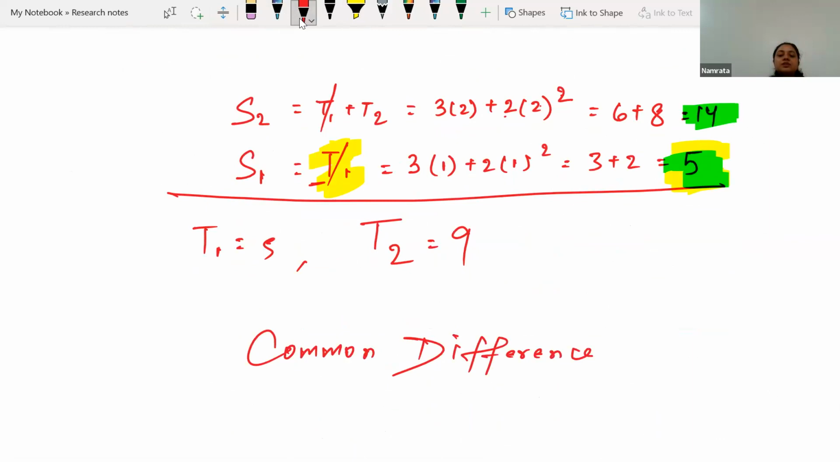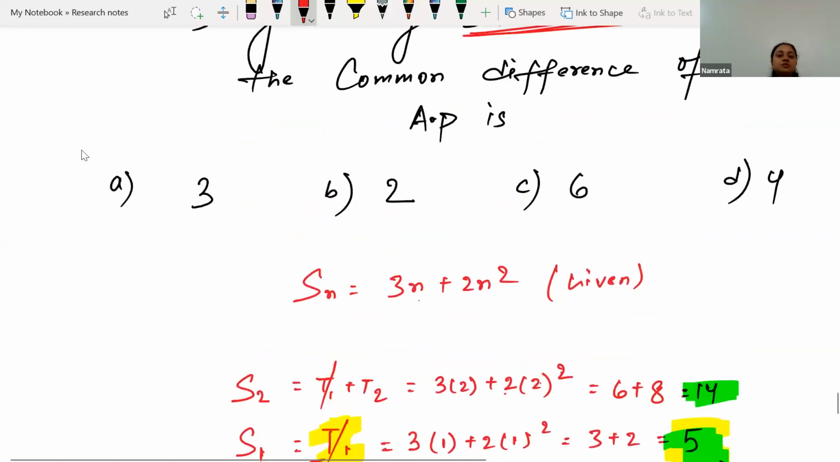What is the common difference, Lena? T2 means term 2, T1 means term 1. What is 9 minus 5? 9 minus 5, that is 4. Let's see, is option 4 there? Yes. Can we say this option is the correct option?